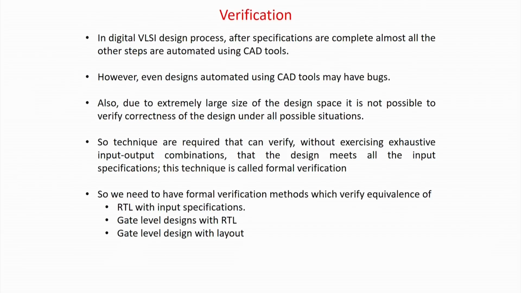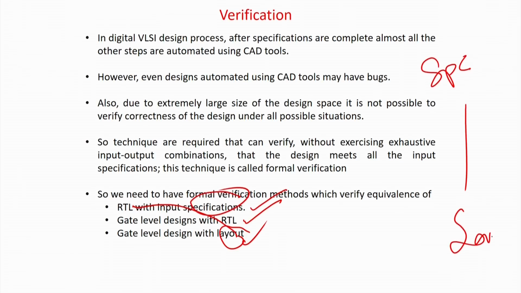Last but not least is verification, that at every stage you have to find equivalence. You have to find equivalence of RTL with input specification, gate level design with RTL, gate level design with layout. At every stage you have to find equivalence, because finally you are going from the specifications to the layout. They are implementing the same thing, but a lot of translations have happened in these steps, so you have to find out whether they are equivalent or not. This is a pure computer science mathematical problem, because you cannot apply all possible inputs to do it. You have to mathematically verify whether it holds or not, and that is a very difficult problem to be solved.